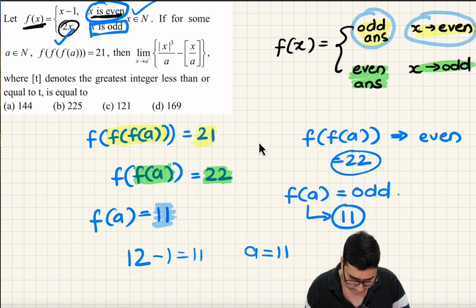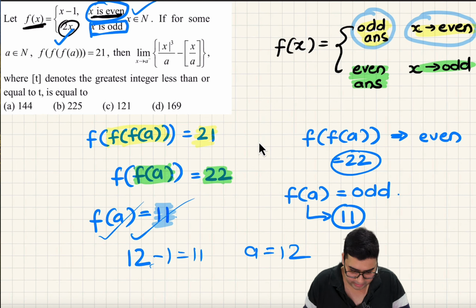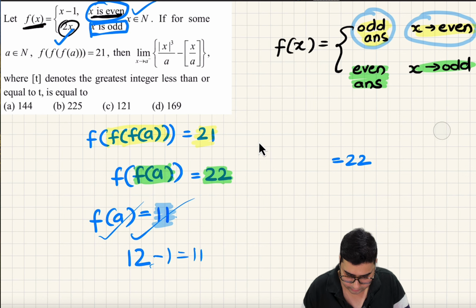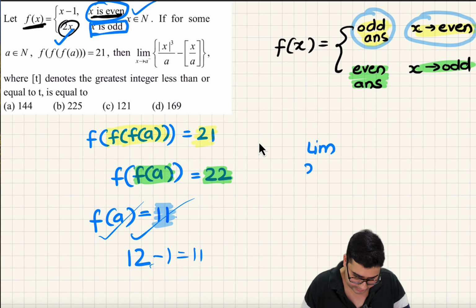इसलिए ए की वैल्यू 12 है, 12 minus 1 is 11, f of a is 11 means a is 12. अगर a 12 है, let me just clear this and write down the solution. So this must be easy now. Limit x tends to 12 minus mod of x cube upon 12 minus box of x upon 12.